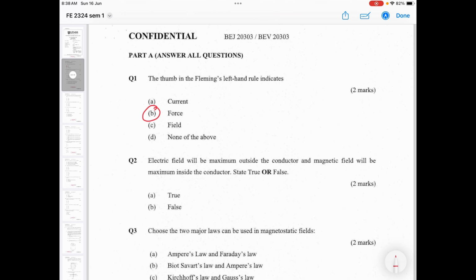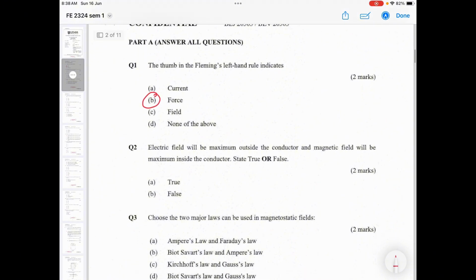Electric field will be maximum outside the conductor and magnetic field will be maximum inside the conductor. State whether it is true or false. So the answer is true.